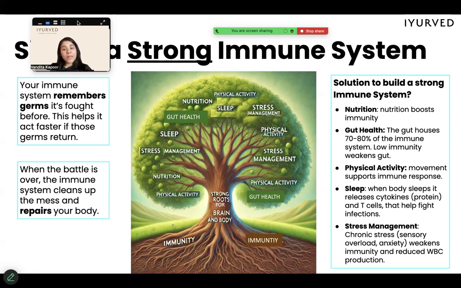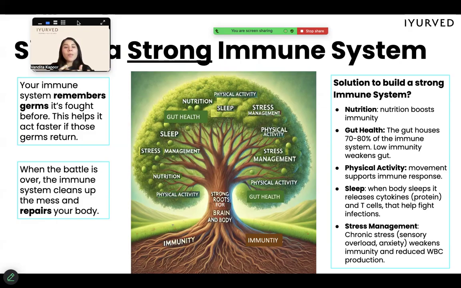4th point, sleep. This topic I will cover in the next session, but on a very high level, when your body sleeps, it releases proteins called cytokines and T cells. You don't have to remember these names. You just need to know that when your body is sleeping, it is helping fight infections. If you ever notice your child has a viral infection or a bacterial infection, sleep is one key way of helping your child recover and recover faster.